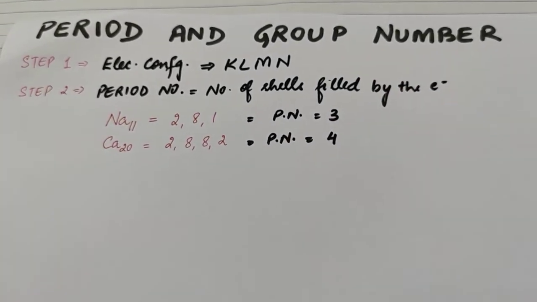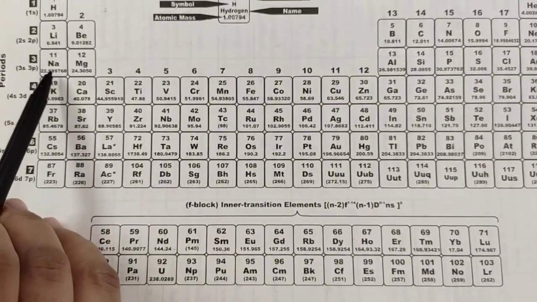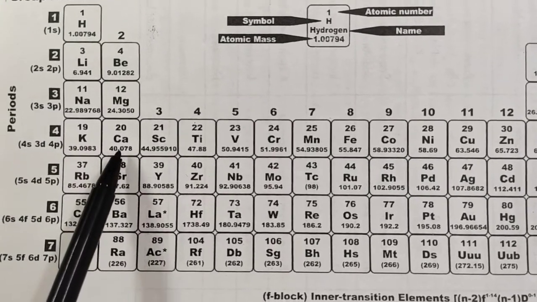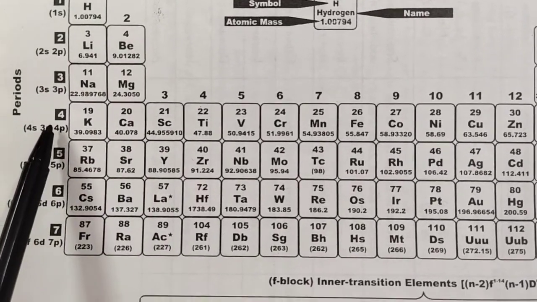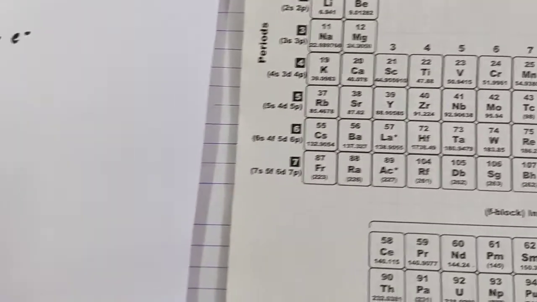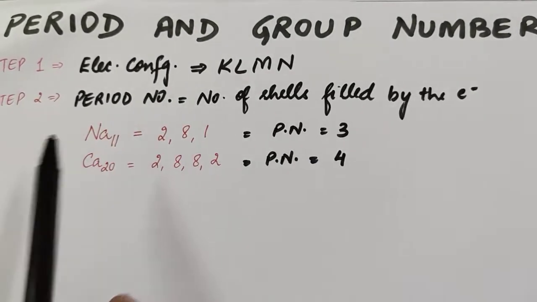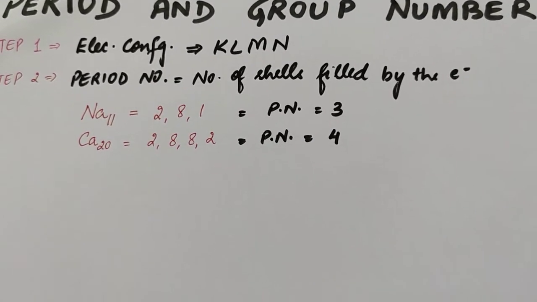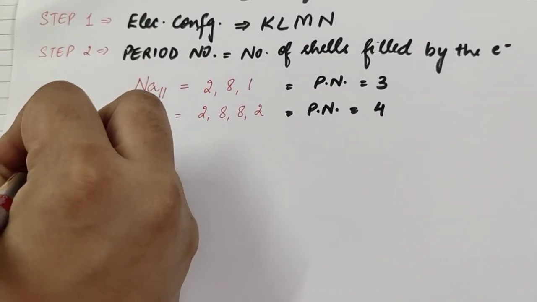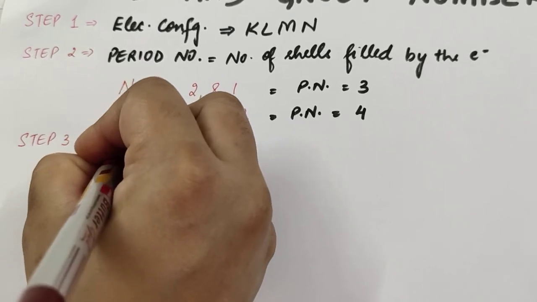Let's check this in the periodic table. If we see in the periodic table, as I told you, sodium is falling in the 3rd period, and as I told you, calcium is falling in the 4th period, right? So that means our results are correct. This is the way we find out the period number. Now quickly let's move on to the group number. So our step 3 is the group number.